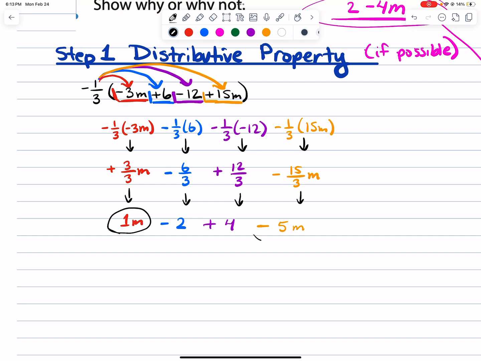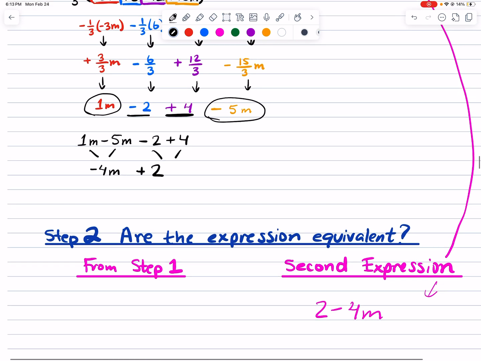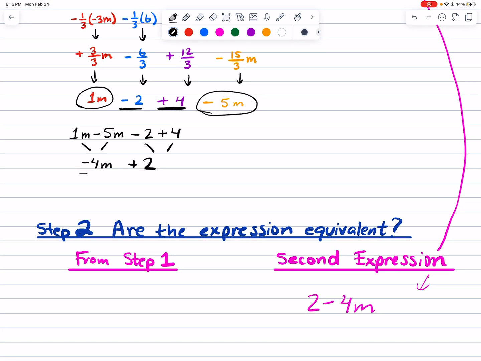Okay, we'll do the m's first. 1m minus 5m. And then negative 2 plus 4. So let's put these together. Put these together, we get negative 4m. You put these two together, you get positive 2. Different signs subtract, keep the sign of the bigger number. Now, are these equivalent to each other?